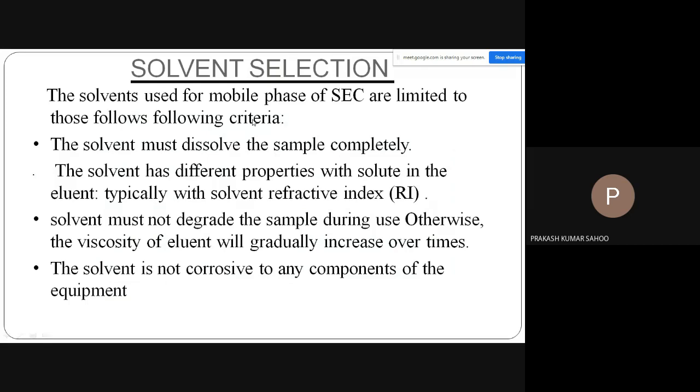Then the solvent selection. The solvent used for mobile phase of size exclusion chromatography is limited to the following criteria. The solvent must dissolve the solid sample completely. This is the most important part of selecting any solvent for a particular chromatographic method, that the solvent should dissolve the sample completely. The solvent has different properties with solute in the eluent, typically the solvent refractive index, RI. Solvent must not degrade the sample during use, otherwise the viscosity of the eluent will gradually increase over time. So this must not degrade the sample. The solvent is not corrosive to any of the components.